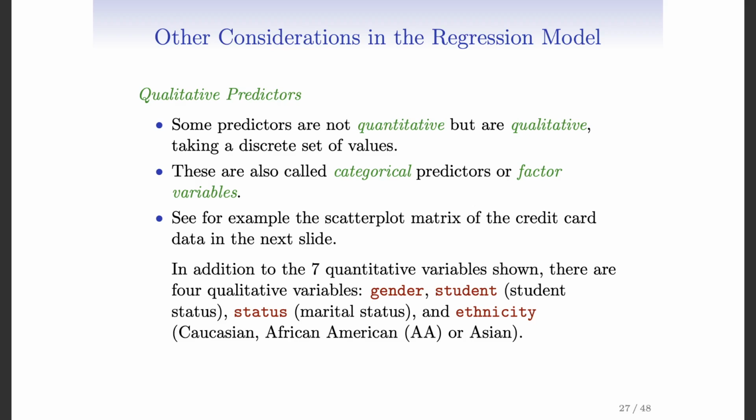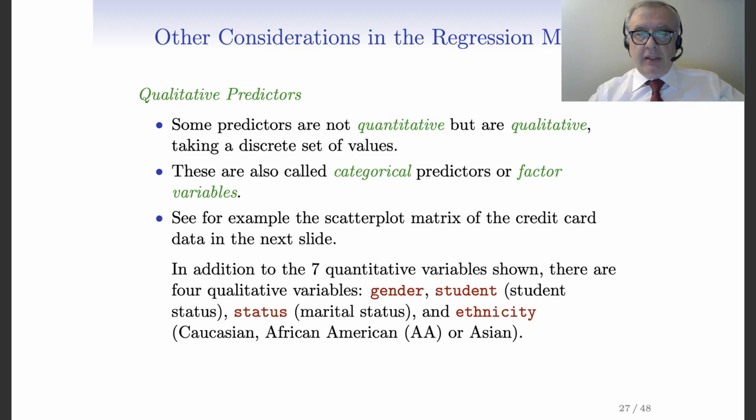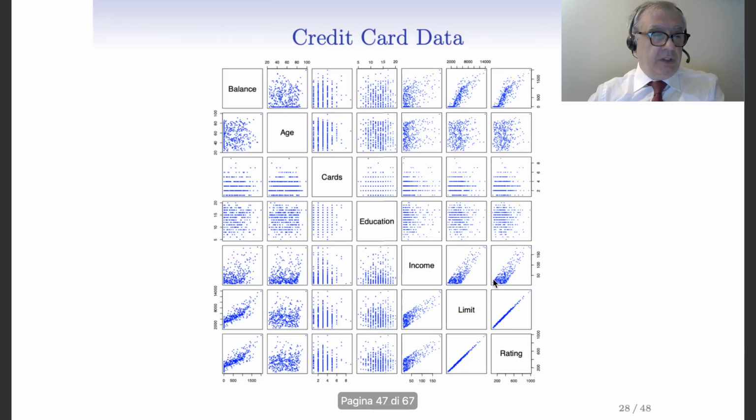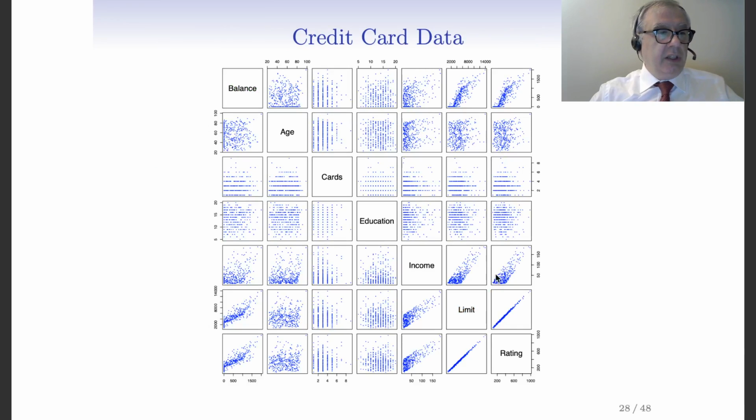To illustrate this point, we use an example, and in particular we refer to the credit card data, and in the next slide we show the quantitative variables. So we have 7 quantitative variables, and let's see now the scatter plot matrix. These are the credit card data. These are the 7 quantitative variables. So you can see in each graph the scatter plot between 2 quantitative variables.